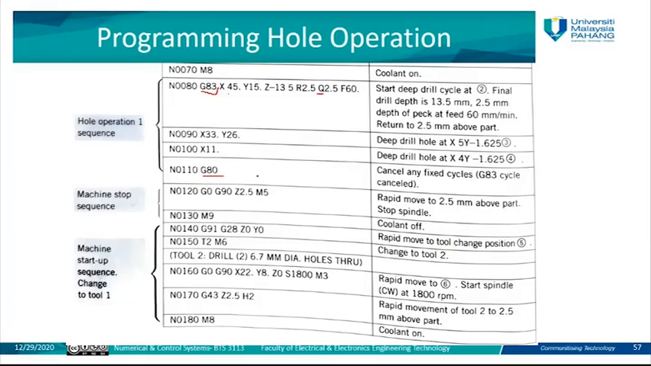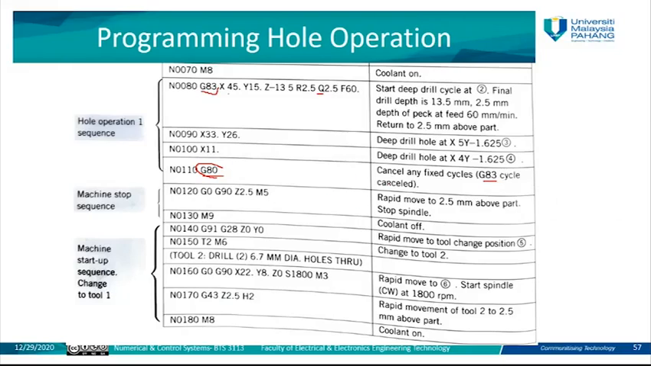G80 will be used to cancel the drilling cycle of G83 because we said it is a modal G code, and when we said modal G code, that means it will be activated until we cancel it by using another code, which is G80 in this case.